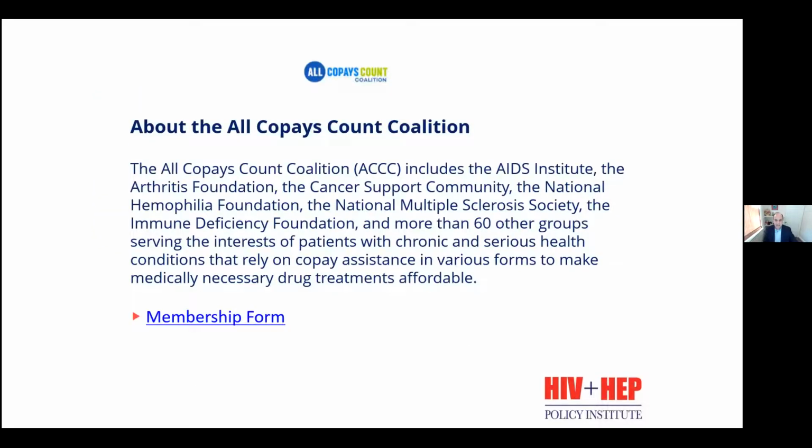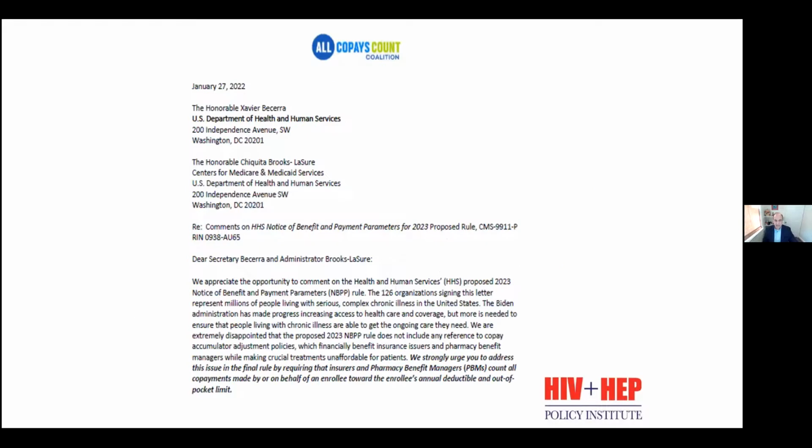To get involved, a lot of the advocacy work has been carried out by the All Copays Count Coalition. And you can see they have a steering committee: the AIDS Institute, Arthritis Foundation, Cancer Support Community, National Hemophilia, and National MS Society. There's around 60 patient groups involved, and they've been organizing a lot of the patient community outreach. There's a link here on how you could join the organization.